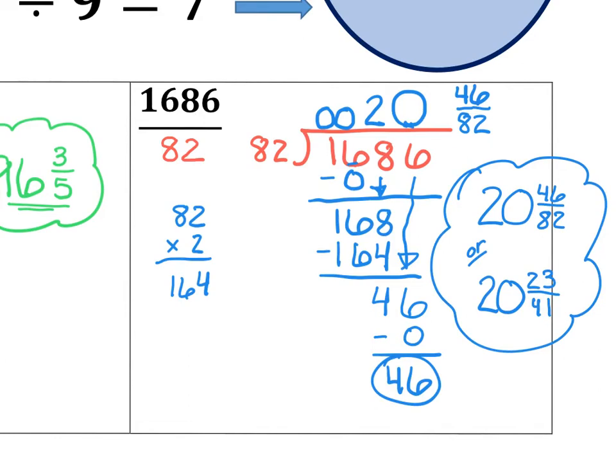If I check that, I can do a rough check. 20 times 80 would be 1,600, so that's pretty close. If I want a more exact check, 20 times 82 would be 1,640. So it's 164 with a 0. And then if I add 46 to that, I'm back to my 1,686. All right, let's go on.